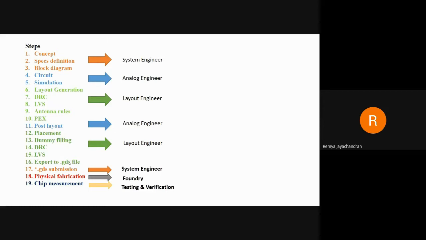Now this GDS file will be handed over to the system engineer. He will submit this to the foundry, and the foundry will do the physical fabrication and give the IC in the form of a die. From the die itself, we can measure the parameters. If we are getting the expected results, we can go for the packaging and assembly, and finally you get the IC. So this is the flowchart of that.